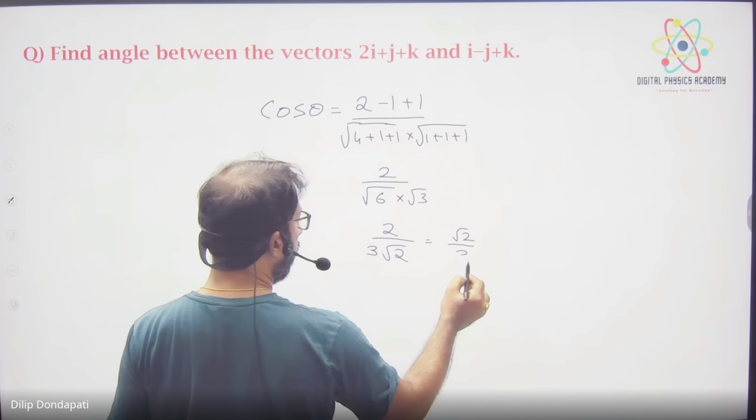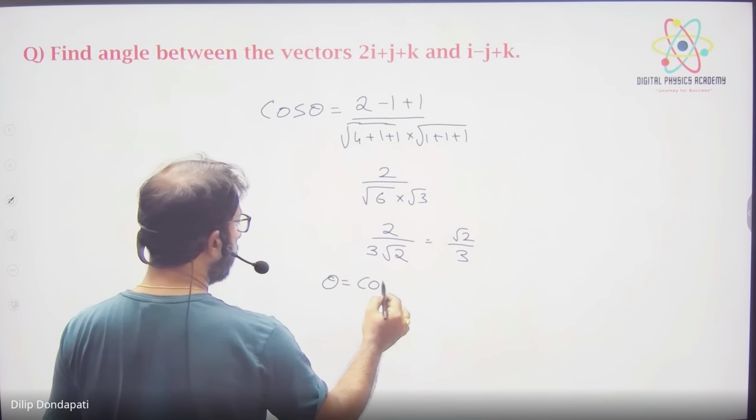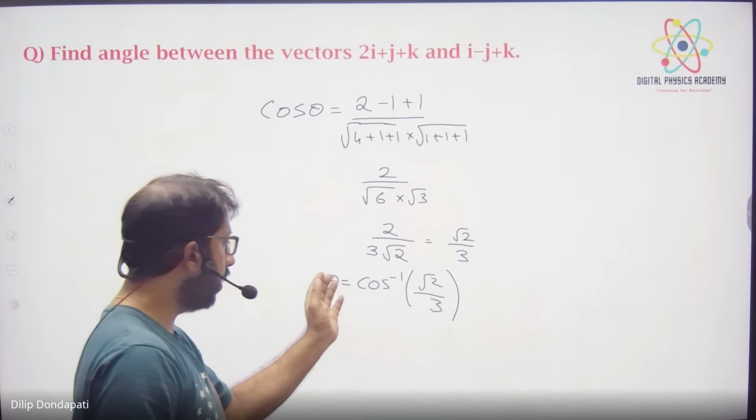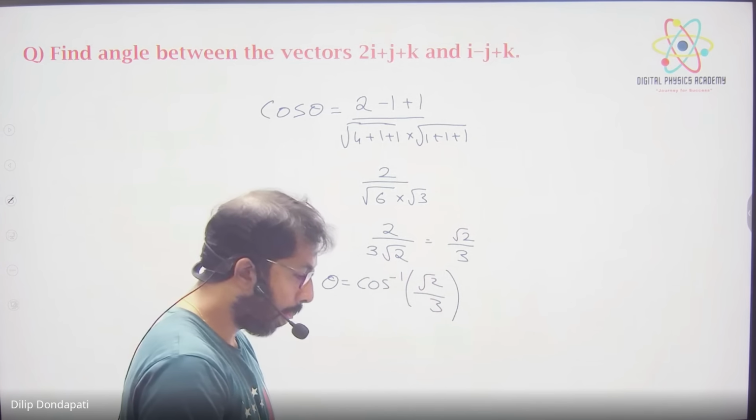So there is no standard angle, right? Theta equals cos inverse of root 2 by 3 is the answer. So there is no perfect angle. Then when you send this to the other side, it will become cos inverse, which we studied in basic maths.